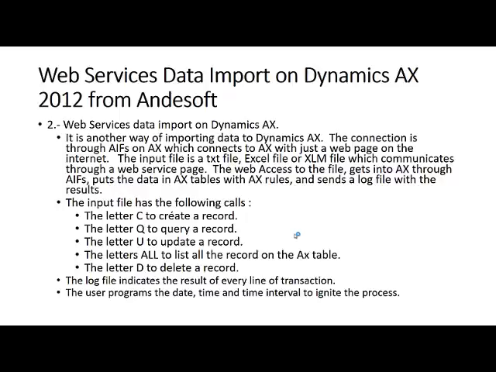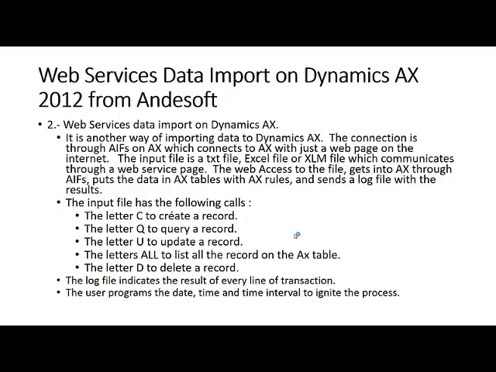The web service that we're showing here is going to import data on Dynamic AX through a connection with AIFs on AX, which connects AX with just a web page on the internet. The input file is a TXT file, Excel file, or XML file, which communicates through a web service page. The web access to the file gets into AX through AIFs, puts the data in the AX table with AX rules, and sends a log file with the results.